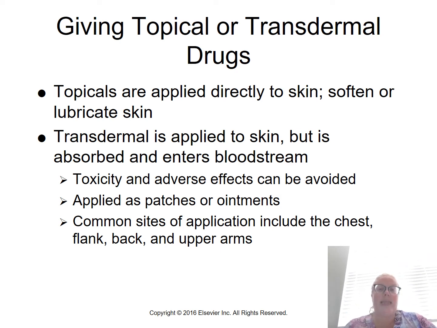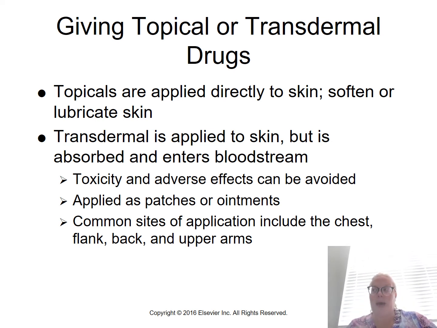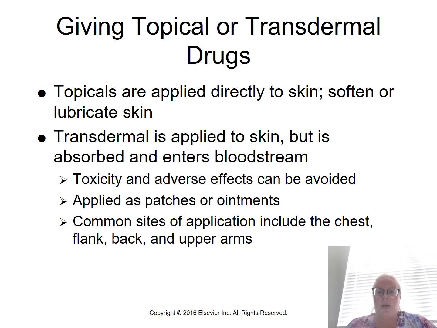Transdermal route is applied to the skin, but it is absorbed and enters through the bloodstream. So it allows the patient to maintain a steady blood level of the drug. So common transdermal drugs are nicotine patches, scopolamine patch, fentanyl patch, lidoderm patch. These are just some examples. Nitroglycerin patch. So they're either applied as patches or ointments, and common sites of application include the chest, flank, back, and upper arms.